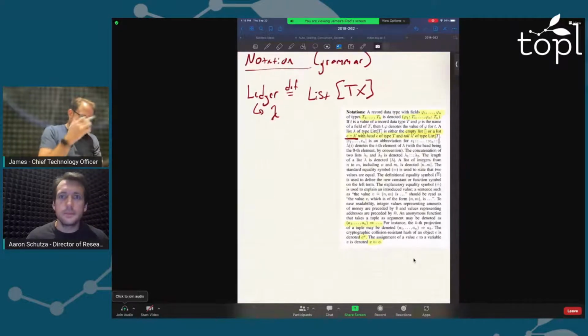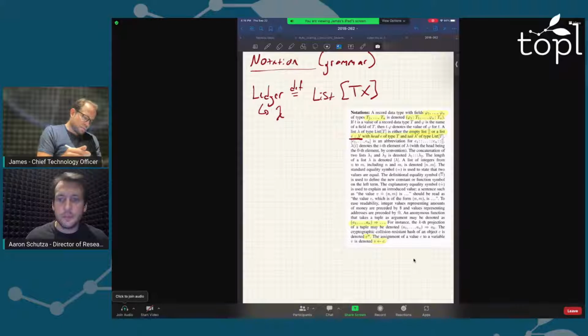Okay, so maybe just the grammar, like I'm shown here. So we have a record. Records have these fields phi1 to phi n, and of types t1 to tn, and so a record would be denoted as not gamma.